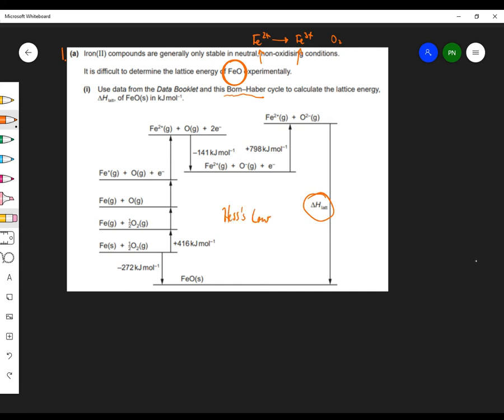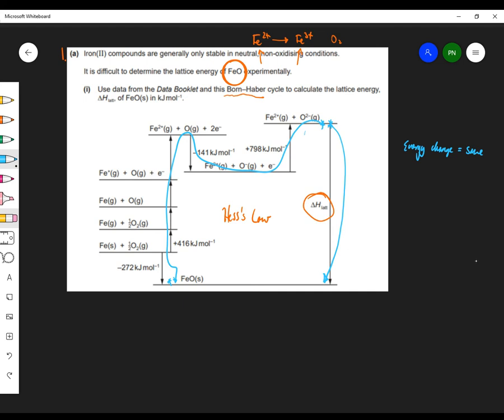Now what does Hess's law state? It says the path from here to here must equal the path from the same place to the same finishing point. So if they start at the same place and finish at the same place, obviously the energy change must be the same.